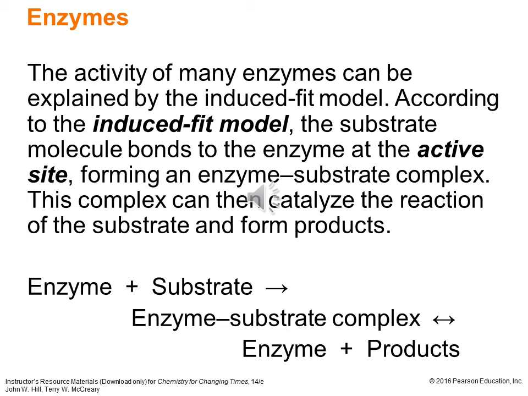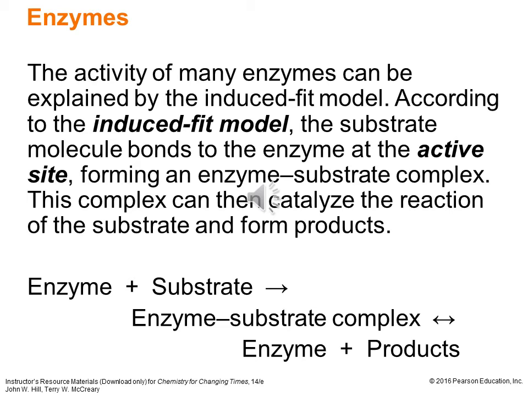The substrate molecule binds to the enzyme at the active site. They form this enzyme-substrate complex, and then the complex can catalyze the reaction of the substrate to form its products. So the enzyme plus the substrate combine in such a way as to make this enzyme-substrate complex, and then that enzyme-substrate complex can break back down to free the enzyme to work on another substrate, and that's what makes that enzyme so effective, is that it has what we call turnover.